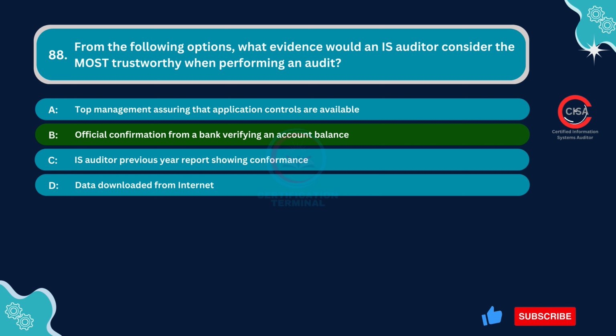A confirmation letter directly from a trusted third party provides independent verification of the information being audited. This reduces the risk of bias or manipulation by the organization being audited. Financial institutions like banks have robust procedures for maintaining accurate account information. An official confirmation from them strengthens the auditor's confidence in the data's accuracy.